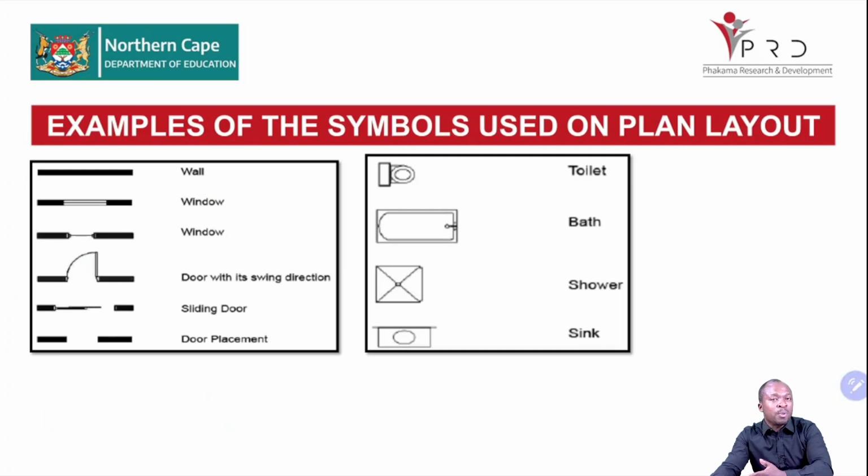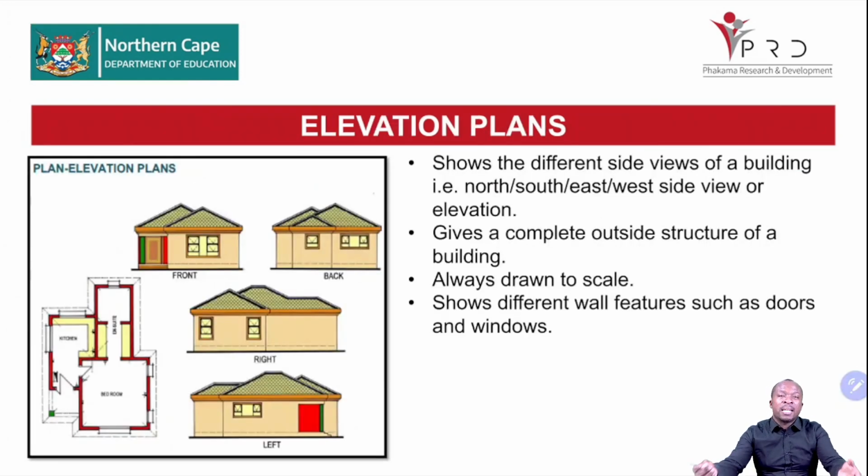Now, these are the symbols I was talking to you about. So when you see a thick line like this one, that is a wall. When you see a line which is thick and then small dotted ones inside, and then there's a thick one, we are talking of a window. And then when you see the arc with lines around it, that is the door. So you should be able to know. But the good thing is that the examiner will give you these symbols, and then ask you questions about that.